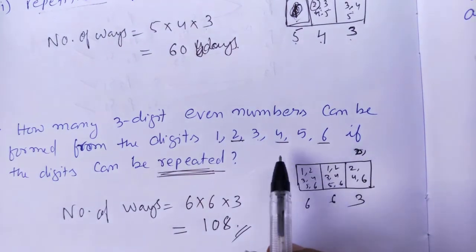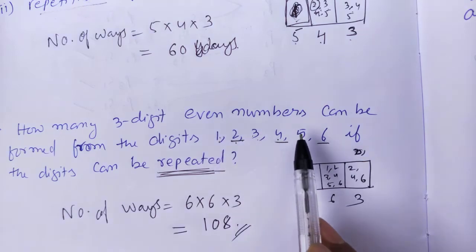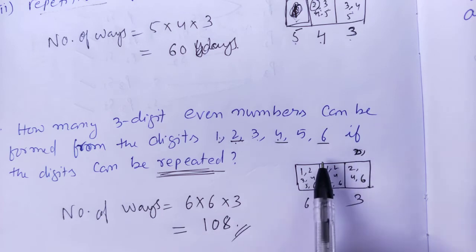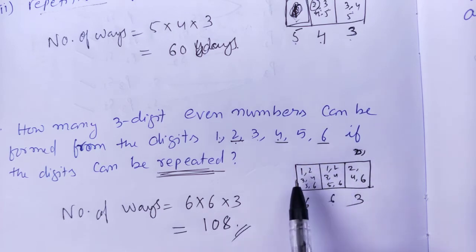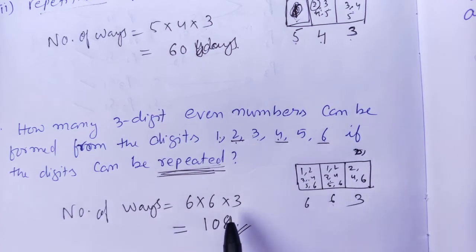For an even number, you have to know that I can use only 2, 4, 6 at the end to make it even. If I use any other number at the end, it will be an odd number. So there are 3 ways I can arrange here. Here I can put all the 6 numbers, and here also all the 6 numbers, since repetition is allowed. So 6 into 6 into 3 is the answer.